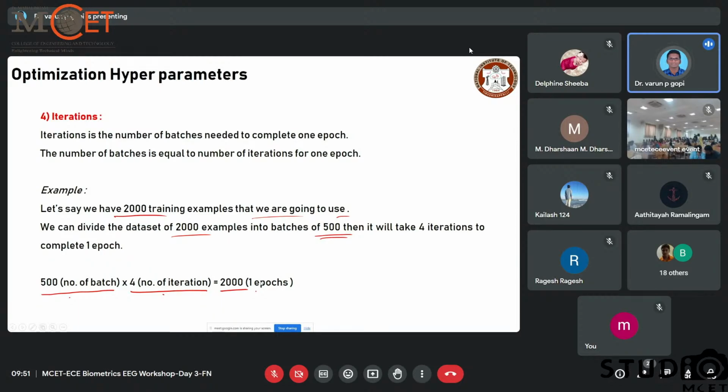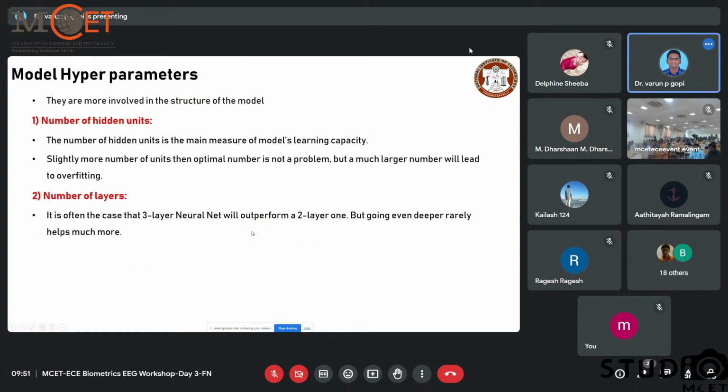Okay, so this is the idea. I think you got it. Dividing the data into batches, and the batches into a number of iterations, will give you the epoch. So this is the relation between batches, iteration, and epoch. Then model hyperparameters.